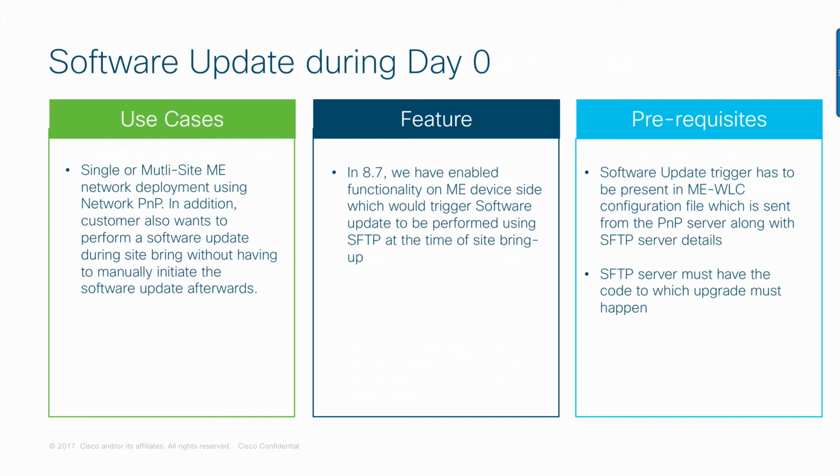So what we have done in 8.7 is we have enabled functionality on the ME device side, which would trigger software update to be performed using SFTP at the time of site bring up. Now the prerequisite for this is that the software update trigger has to be present in the ME-WLC configuration file, which gets sent from the PNP server, and it must also have the SFTP server details. In addition to that, the SFTP server must have the code to which the upgrade must happen. So let's take a look at how this works.